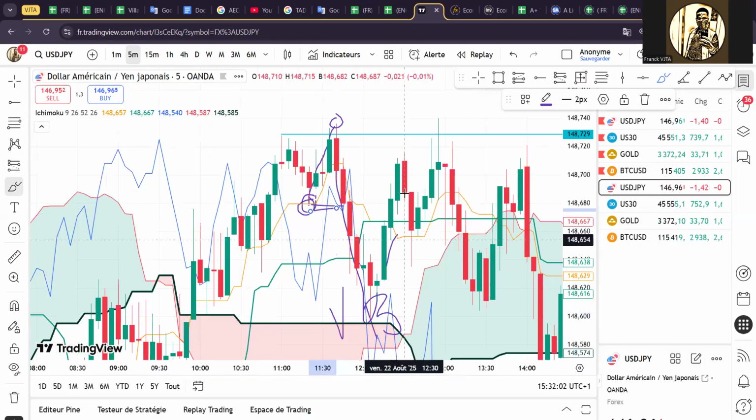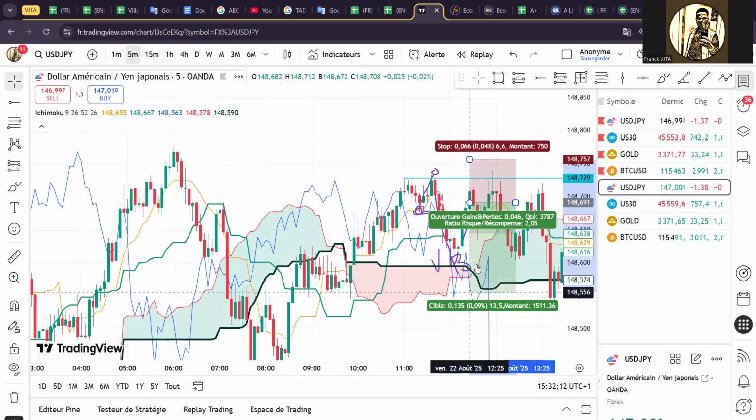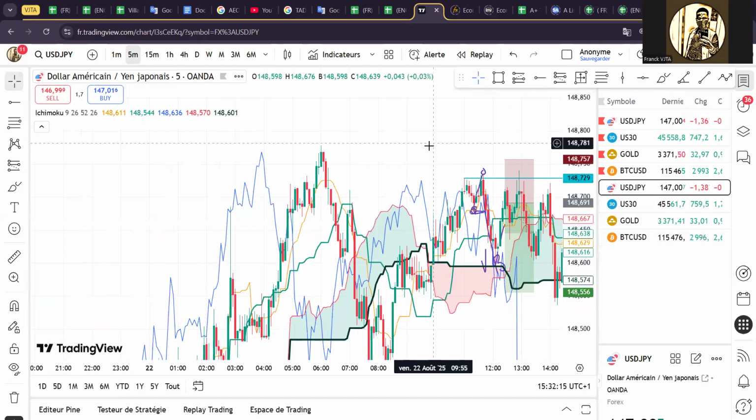So when I see a TK cross going down like this at this point, I could have started selling the market from this point. You get what I mean, right?